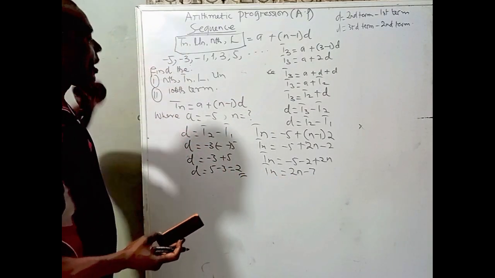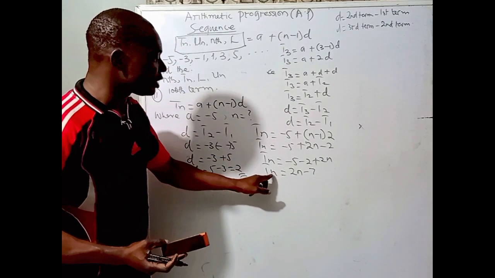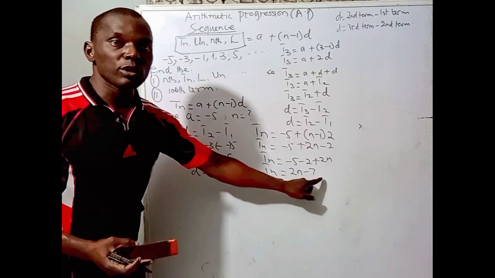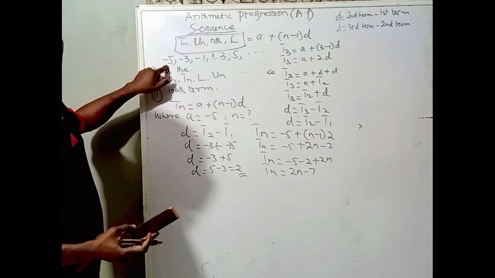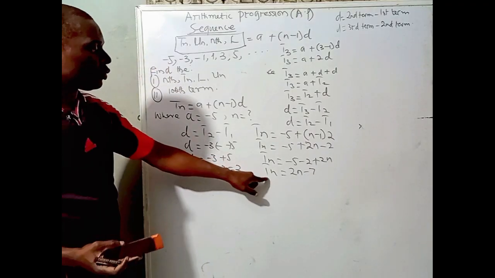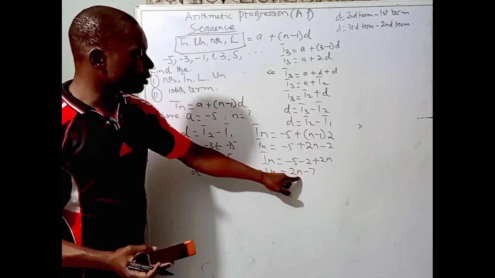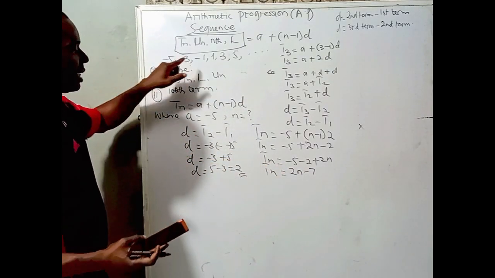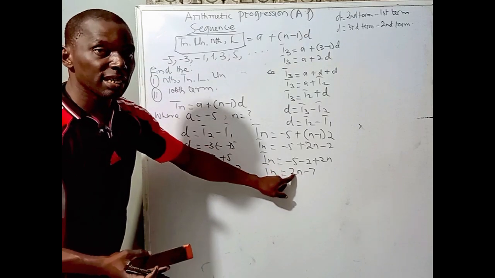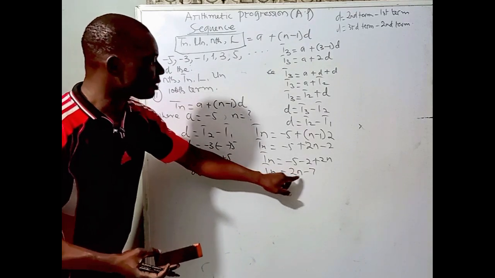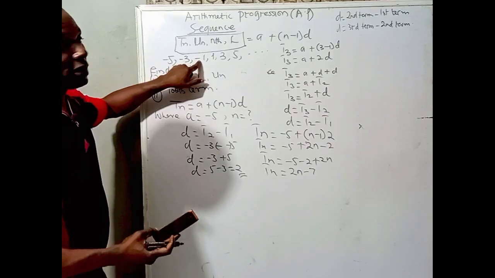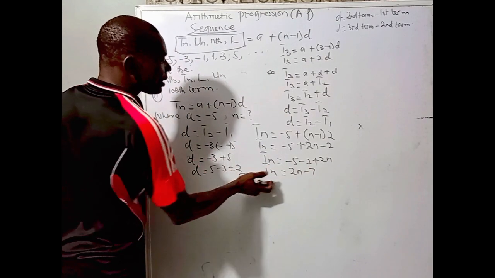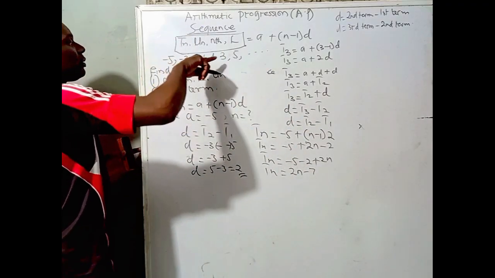If we say t1, that means n is 1. If you put 1 here, 2 times 1 is 2, minus 7 gives minus 5. If we put t2, 2 times 2 is 4, 4 minus 7 gives negative 3. If we put t3, that means n is 3. 2 times 3 is 6, 6 minus 7 gives negative 1. So this is the sequence that is giving birth to this.